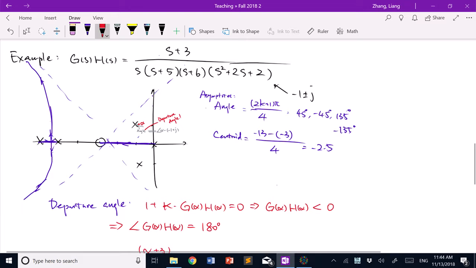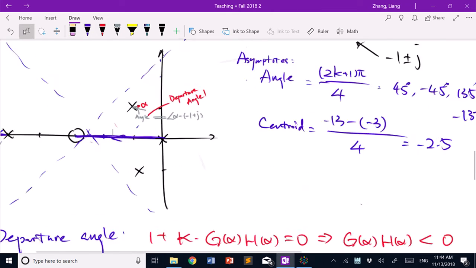Now the only question we need to answer is about the two other branches that start from the two complex poles and should eventually go towards the asymptotes. How do they actually depart from the pole? Does it go strictly up, or first flatten out, or does it go down first and then eventually go up? That's the question we're trying to answer, and the answer is what we call the departure angle.